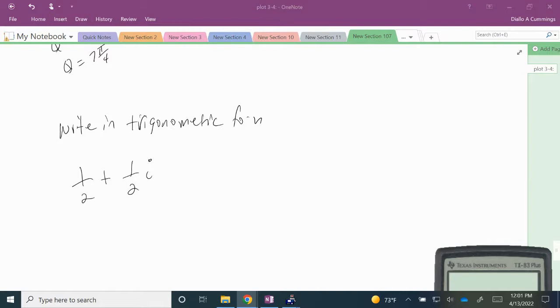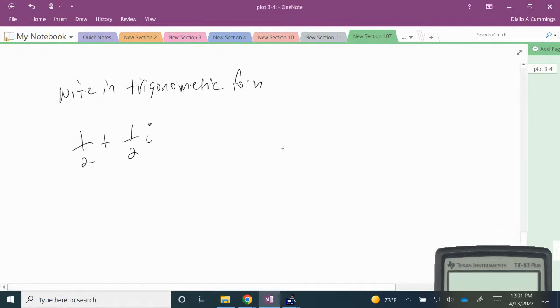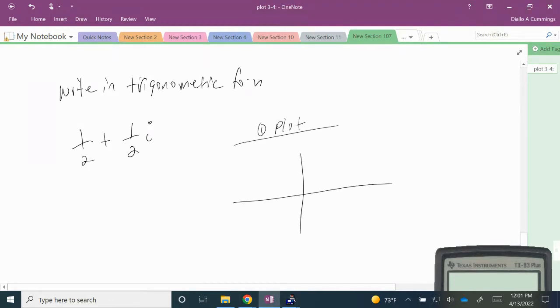All right, so let's take a look at the solution. First we're going to plot. We're just going to guesstimate 1/2. So I'm going to go one place to the right, and I'm going to go up 1/2. So that we know we're in the first quadrant somewhere. So our angle measure should be in between 0 and 90 degrees. The second thing we're going to do is find r.